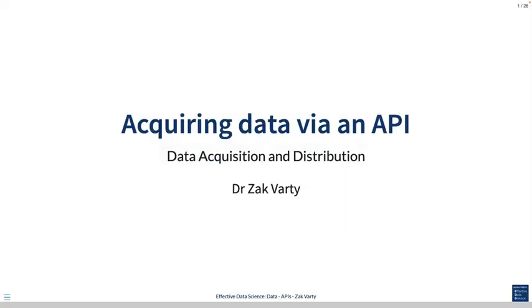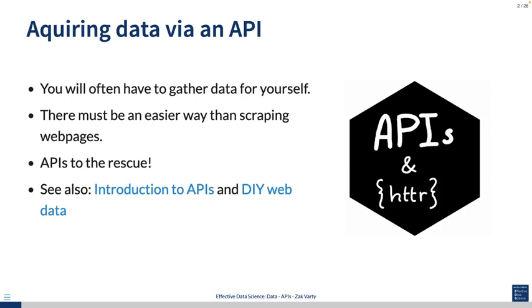In this video, we'll see how we can use a service called an API to acquire data for our data science workflows. We've already established that you can't always rely on tidy tabular data to just come along and land on your desk. Sometimes you're going to have to go out there and gather it for yourself.